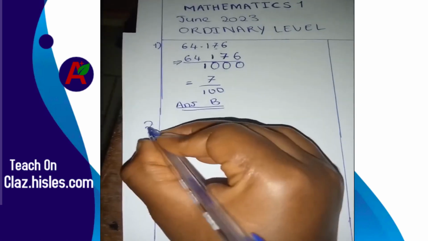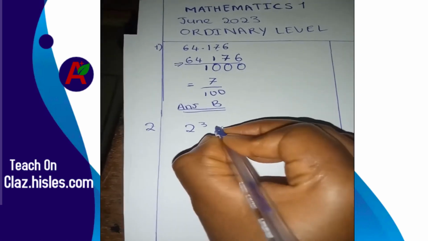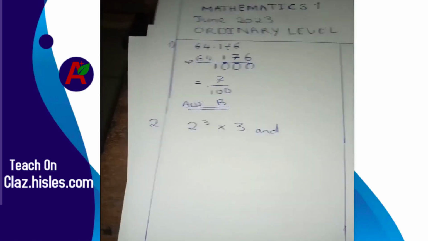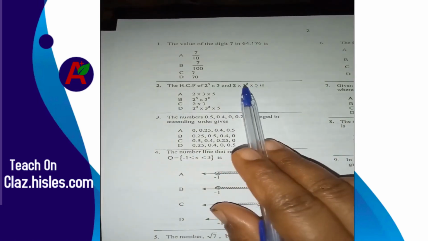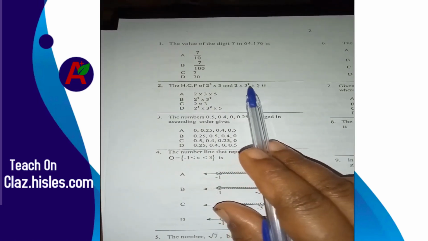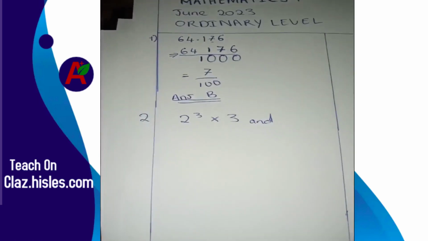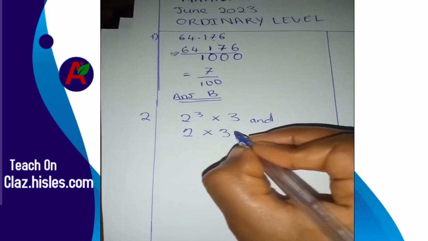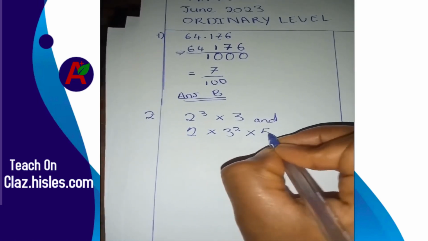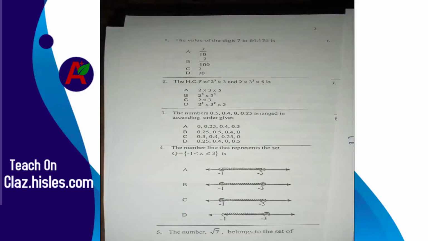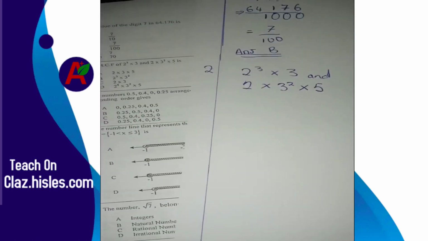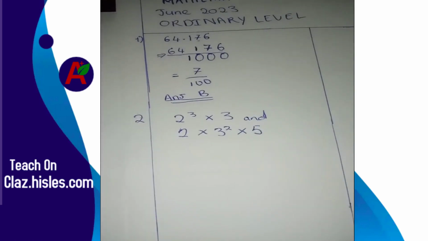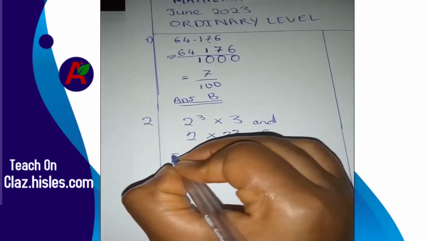Now let's write it. Question 2. What are we comparing? We are comparing 2 to the power 3 times 3 and 2 to the power 1 times 3 to the power 2 times 5 to the power 1. Now let's just confirm if these two are the same. Yes, they're the same. So what is the highest common factor between these two values? Let's write it in a simplified form.